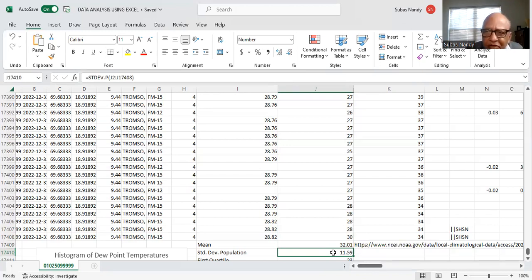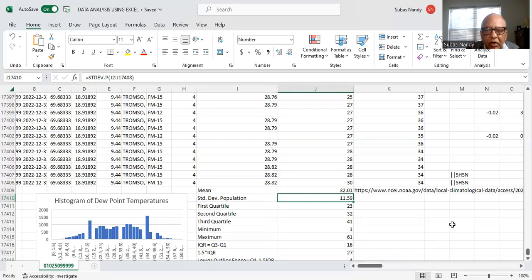And then again, parenthesis, the data set begins in cell J2, colon, the last cell, J17,408, and then hit enter. This is the standard deviation of the population. So the average temperature is 32.01 and the standard deviation of the population is 11.59. Okay, so I got this mean and the standard deviation.